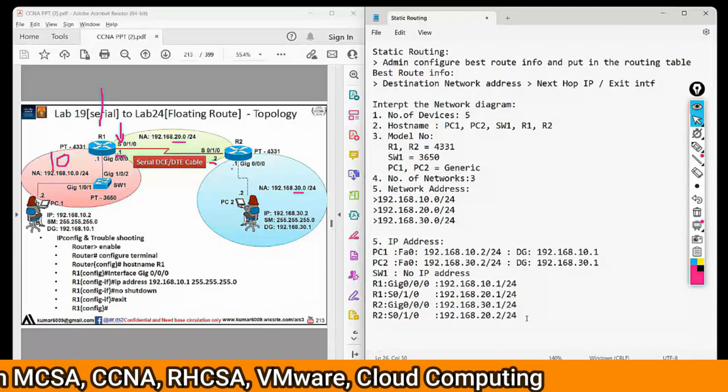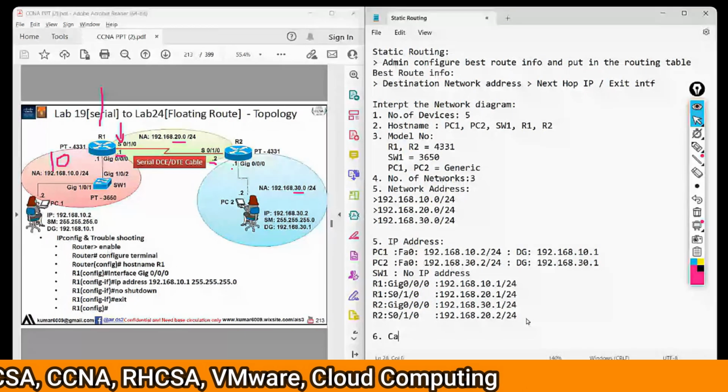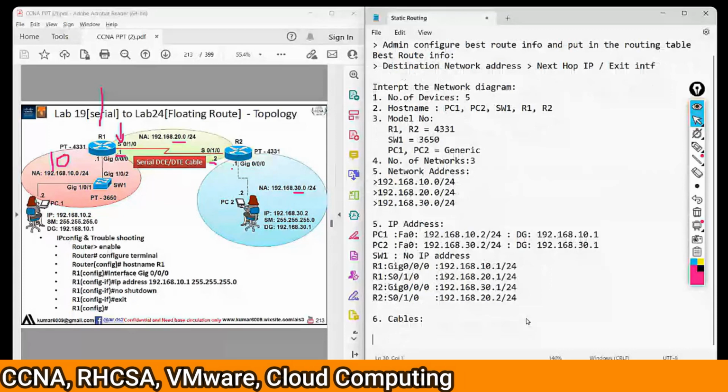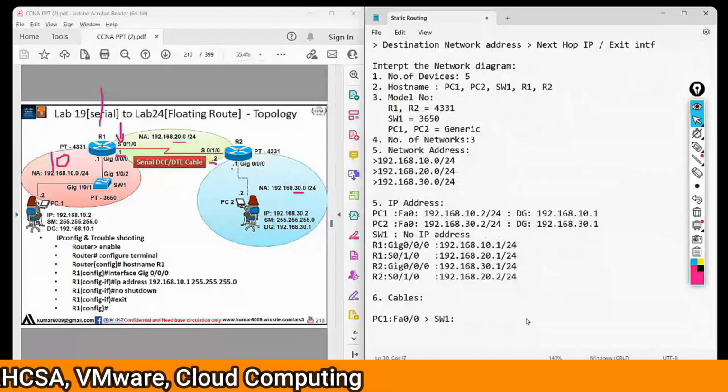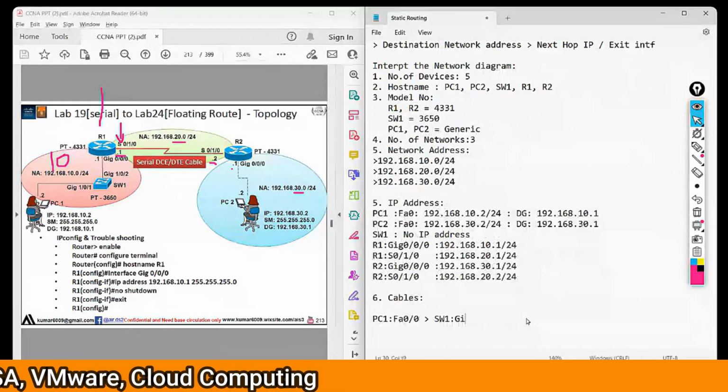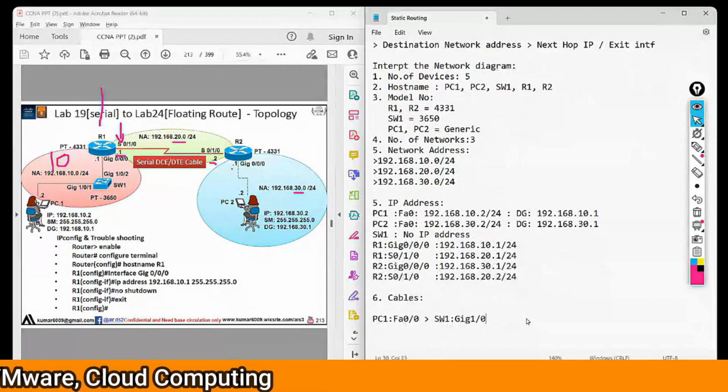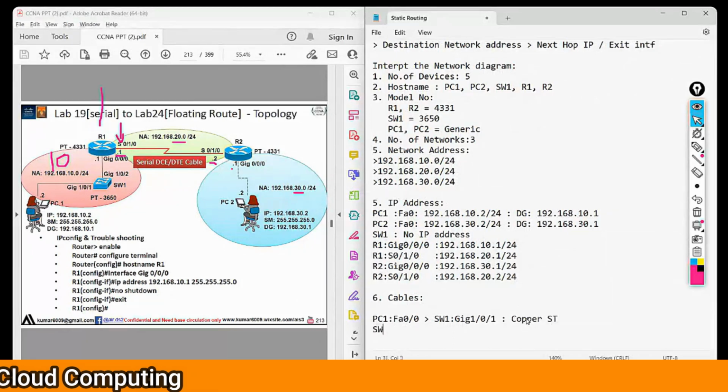Then I will ask about the cables also. For example, PC1 FA0/0 to SW1 gig 1/0/1. What cable will you connect? Straight-through. Then SW1 gigabit.